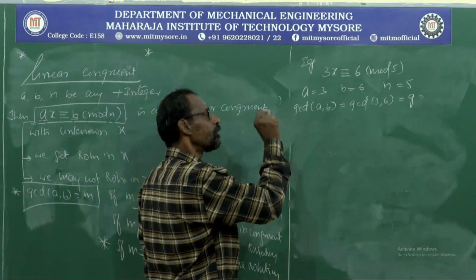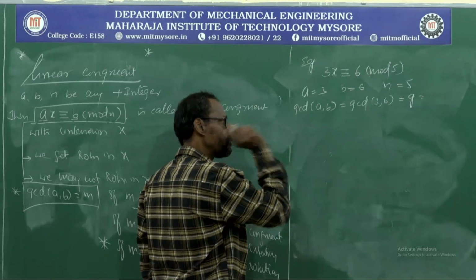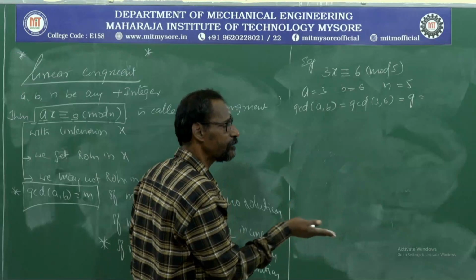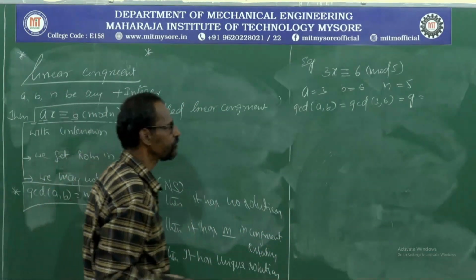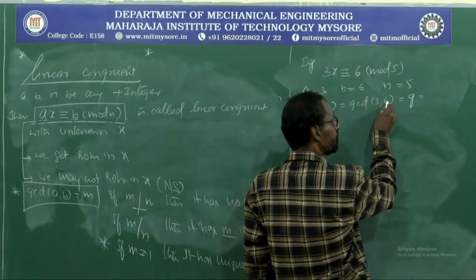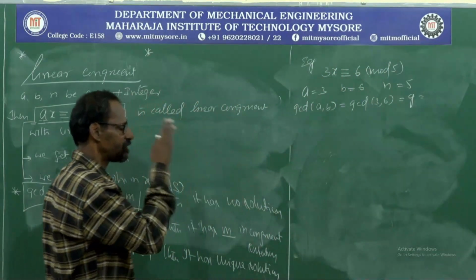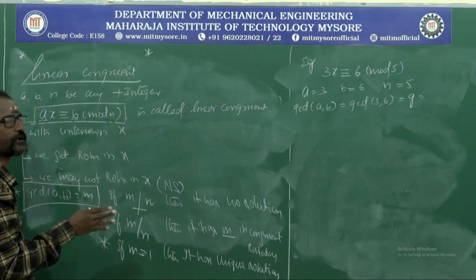Generally we use that. My symbol and my definition should match in that way. Some authors use D and generally I use G. The GCD of 3 comma 6, yesterday I told you how exactly we can find GCD. There are two approaches. One is the classical approach, another is the Euclidean algorithm.